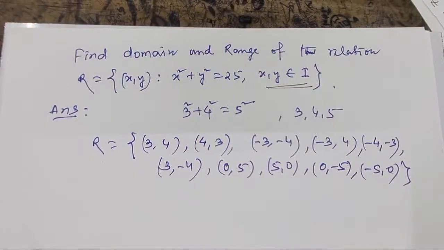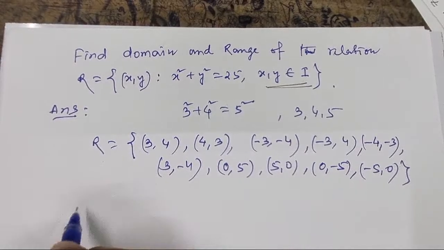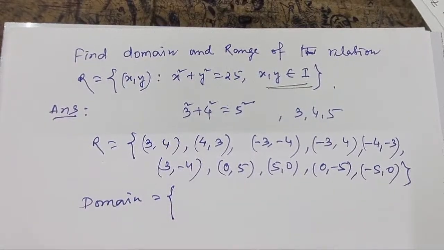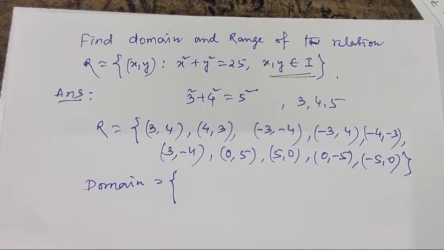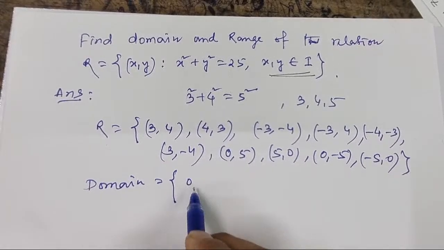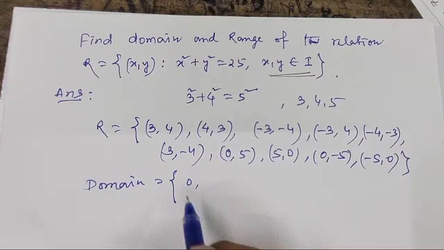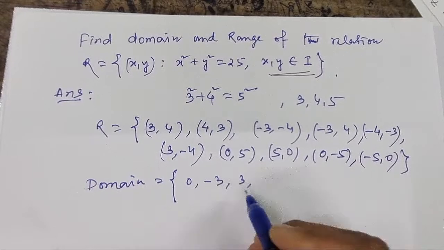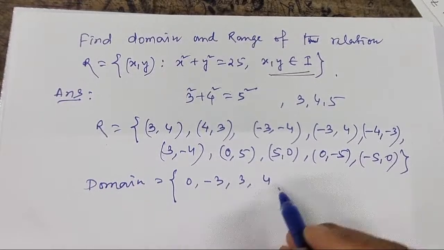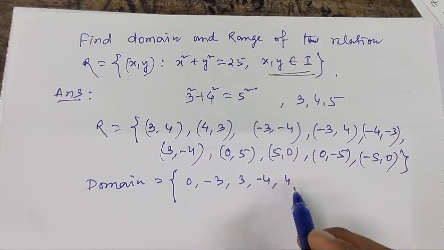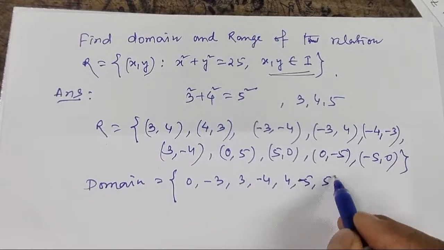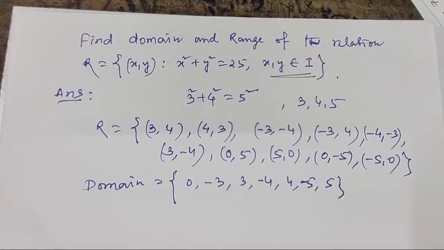Now please tell me, what are the domains here? You can comment, please. Students, you got the domain here. Earlier also I told what the domain is. This question is given here, what is the domain? So what did you find? First, if you take the smallest one, we'll take 0. After that you got minus 3, after that plus 3, after that plus 4, minus 4, after that 5, sorry, minus 5, 5. Check whether you got the same or not.